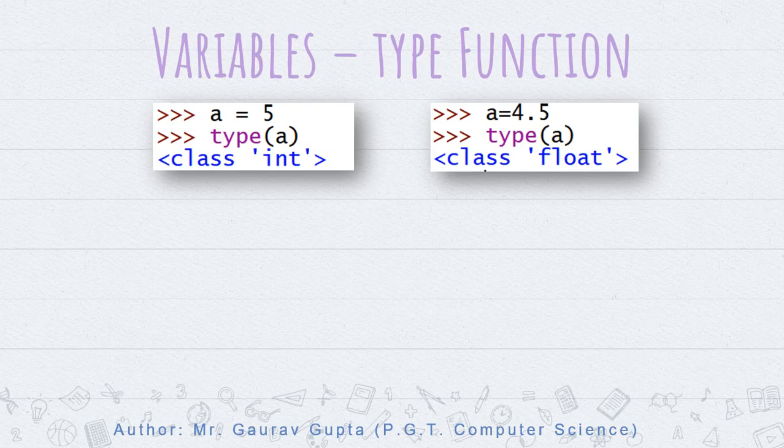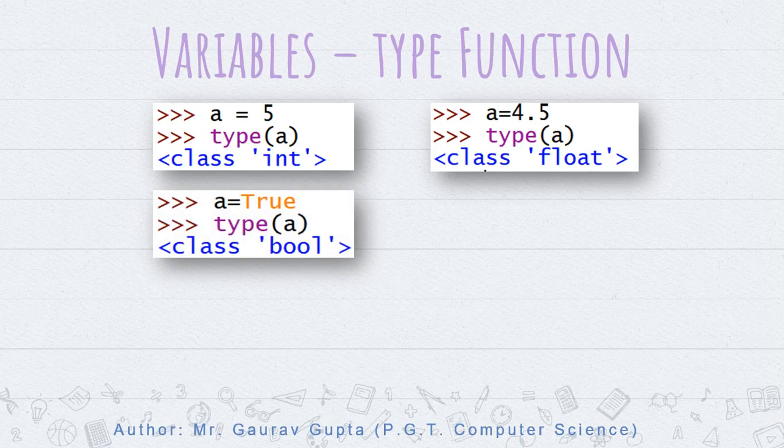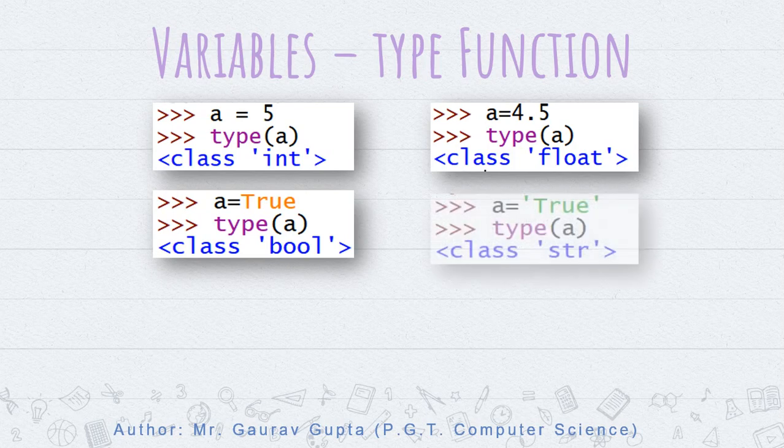point or floating point. Then True is assigned to A and we will get bool, meaning boolean. Notice that the first letter is capital and there are no quotation marks around it. But if you use a small letter without quotations, you will get an error. Now if you use quotations around it, it will become a string, and the type function in this code returns str, which means string.